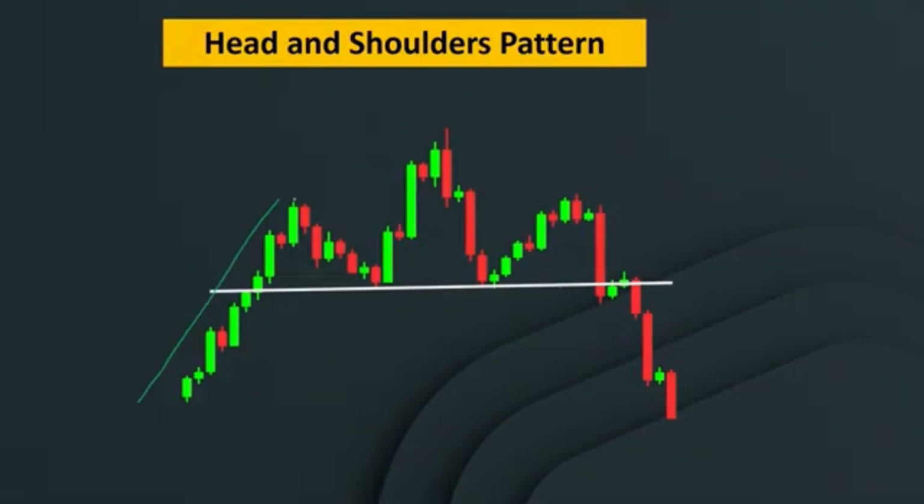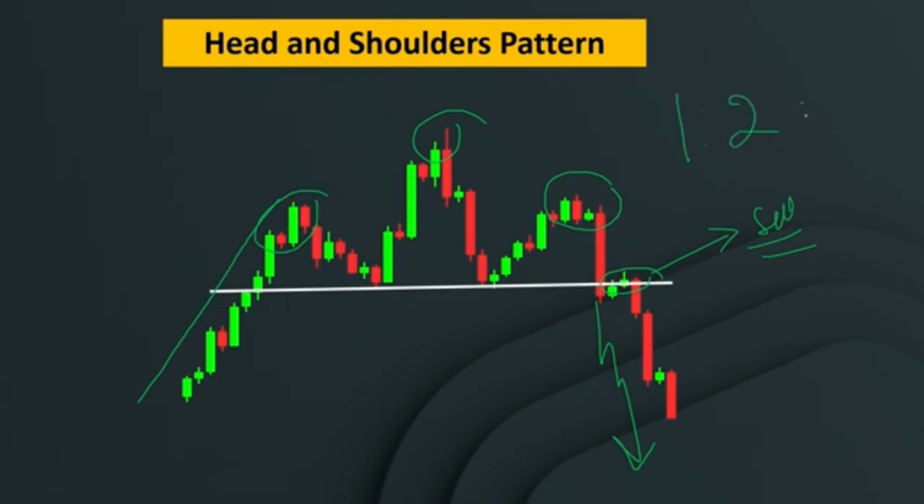So here we can see there is a head and shoulders pattern in which this is the left shoulder, this is the head, and here is the right shoulder. As soon as this neckline breaks down here, we can take the selling trade, and then the prices continuously move in the downward direction. Here our risk-reward ratio is 1 to 2 or 1 to 3.